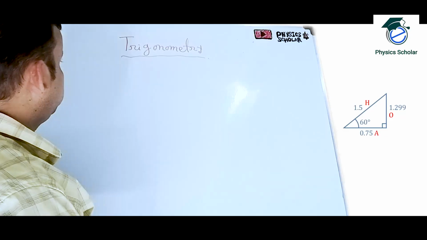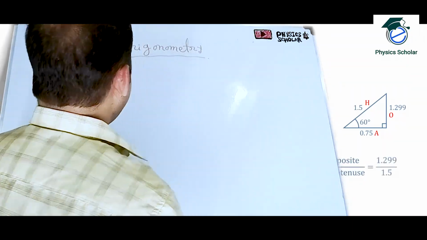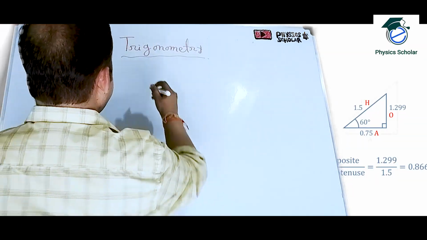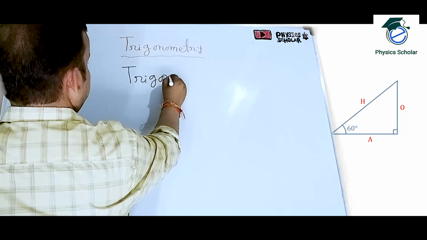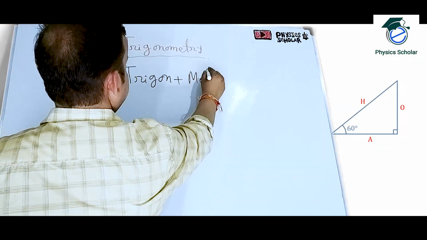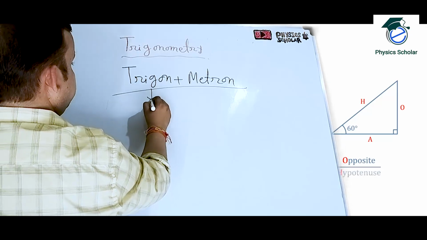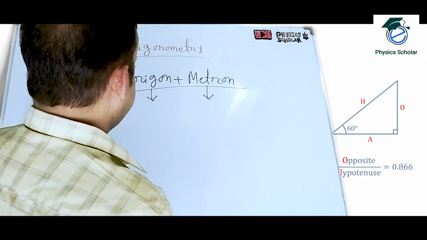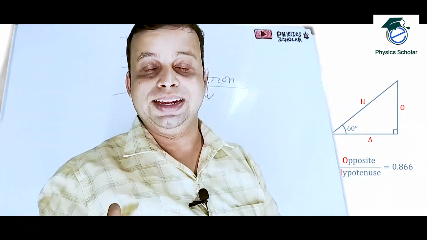So what is actually trigonometry? I am starting from the beginner's level. Trigonometry is made of two words: trigon plus metron. Trigon means triangle and metron means the measurement. So trigonometry is the measurement of the triangle.